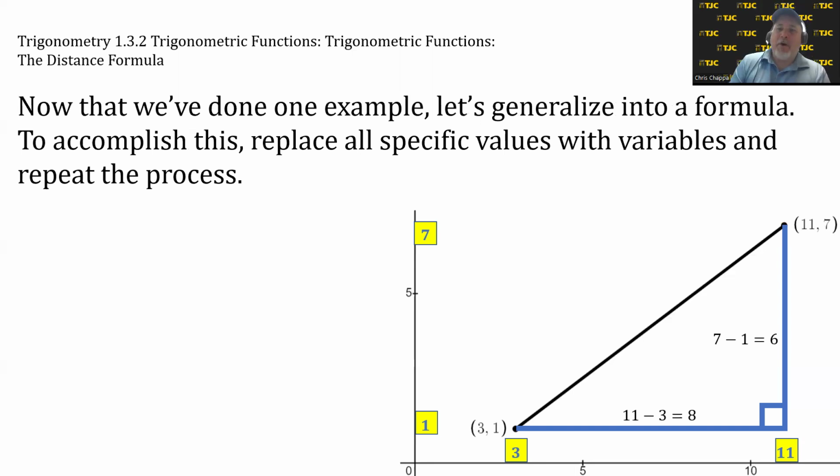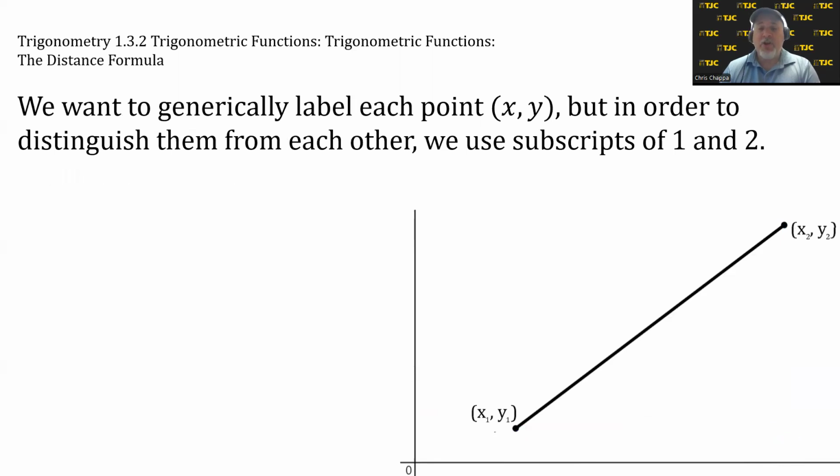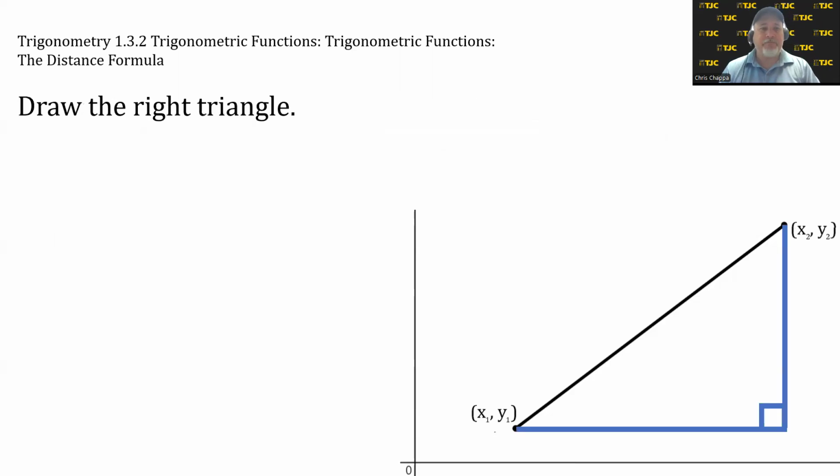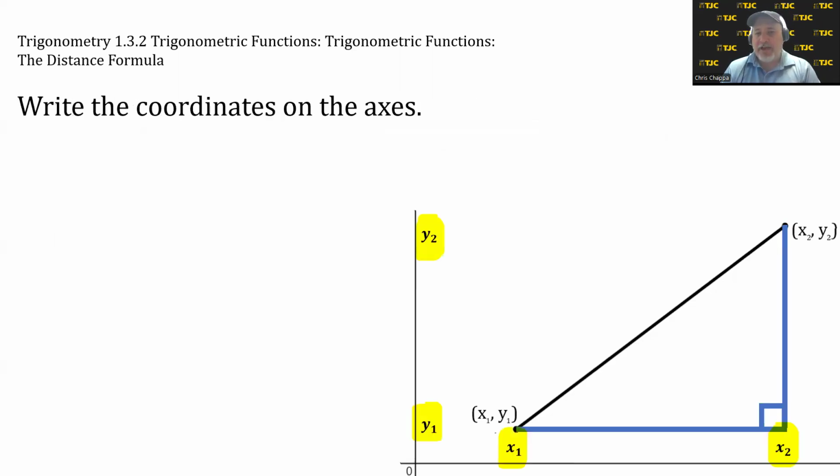Well, this is nice, but we want a formula, so we're going to generalize by replacing all specific values with variables and repeat the process. So out with the 3, 1, 11, 7, and in with x's and y's, subscripted with 1 and 2 to distinguish them from each other. It doesn't matter which one is 1 and which one is 2, as long as you're consistent. First x with first y, second x with second y. Draw the right triangle. Write the coordinates on the axes.